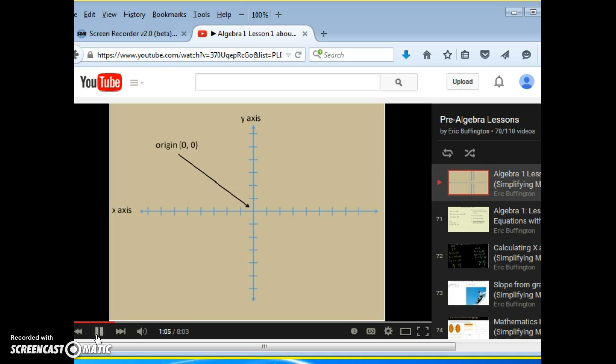The origin is called the point 0, 0. In other words, it's 0 along the x-axis, left to right. And it's also 0 along the y-axis, up and down. That's the starting point, 0, 0.